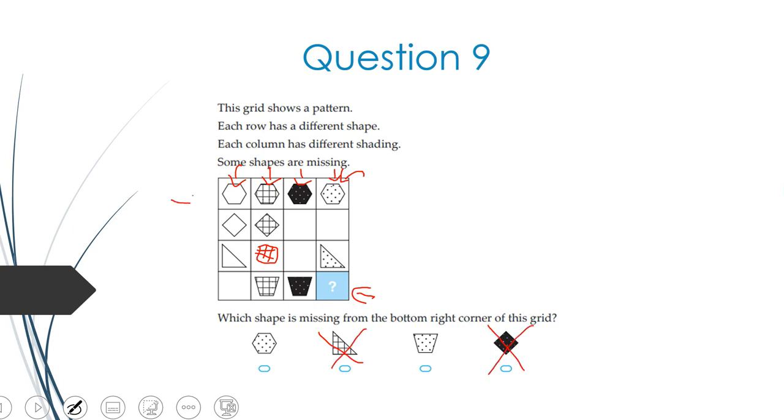If we look at the rows, these are hexagons, a 6-sided shape. These are diamonds, 4-sided shape. These are triangles, 3-sided shape. So we can ignore my drawing of before. And here we've got a trapezium. So that's a trapezium. This will be a trapezium as well. It will be a trapezium with white background and black dots. So that must be the right answer. This is one of the harder questions in the test.